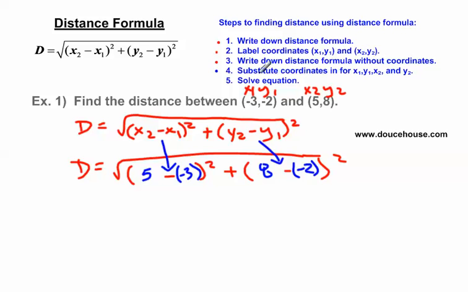The last step here says to solve the equation. So I'm going to start solving the equation here. Now, I'm going to keep in mind here that since we've got 2 negatives, this is actually going to become a positive 3, and then these 2 negatives are going to make this a positive 2.